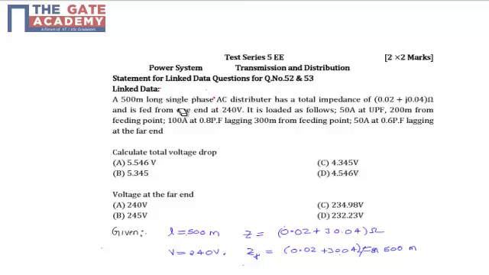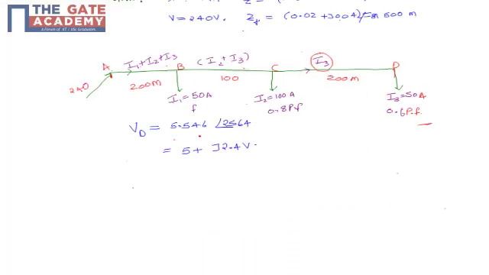Hello students, this question is taken from test series 5 EE from the subject power system, from the topic transmission and distribution, and it is the second part of a linked data question. In the previous question we calculated the total voltage drop, that is VD equal to 5.546 at an angle of 25.64, the voltage drop across the distributor.